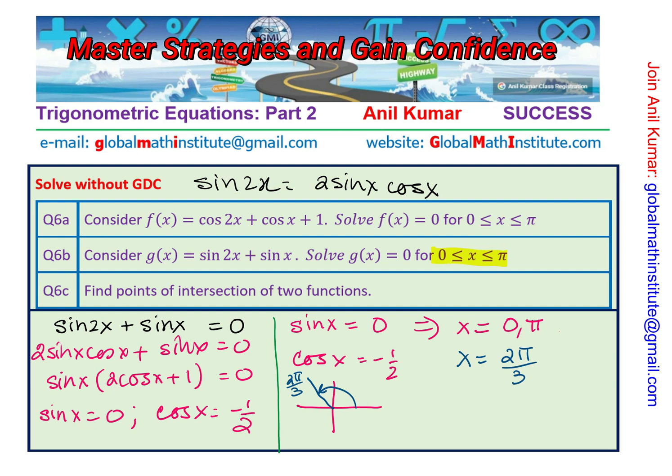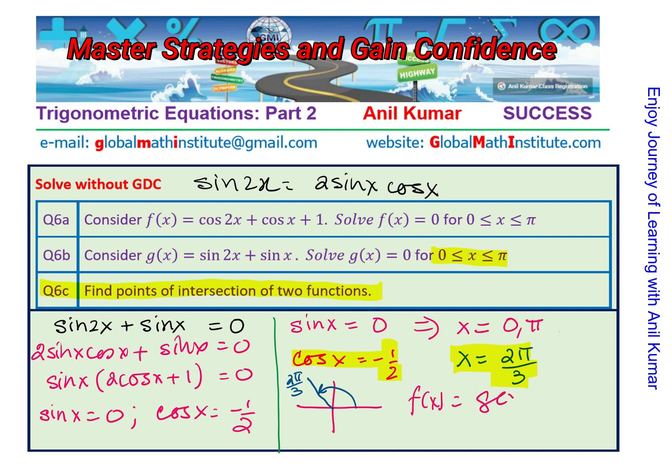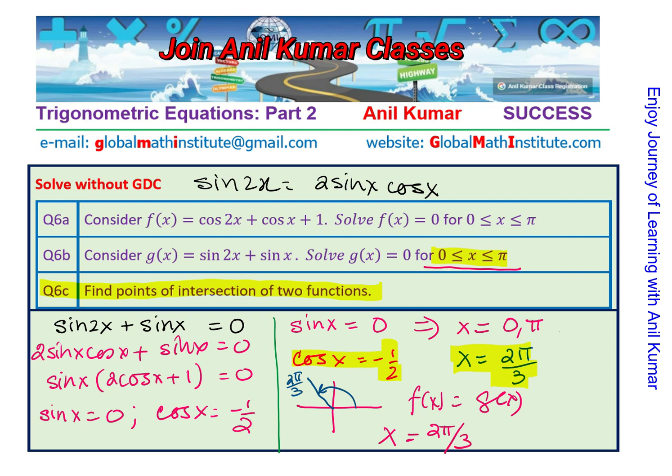So now you can see that when we look at parts A and B, we got x equals 2 pi by 3 for cos x equals minus half as a common solution. So for part C, finding the points of intersection of the two functions means f of x equals g of x. The only angle is 2 pi by 3 within the given domain of 0 to pi. Clear? So that is how we can solve this particular question. I hope it makes sense.